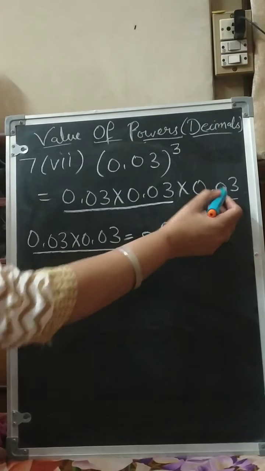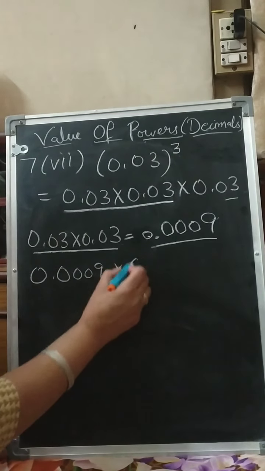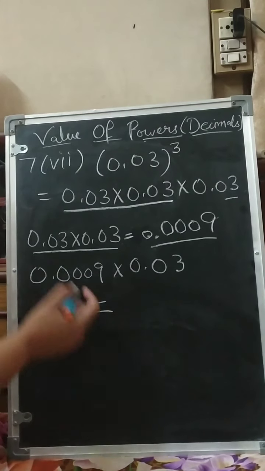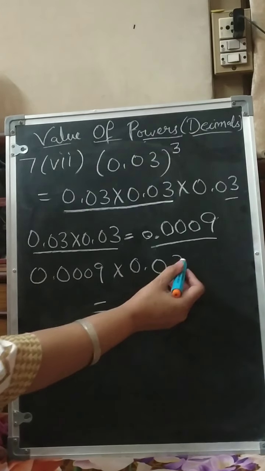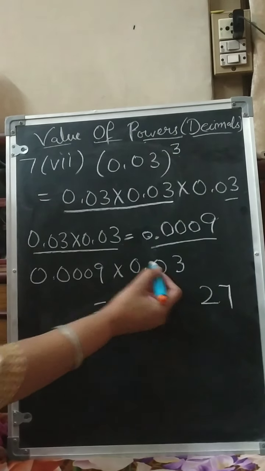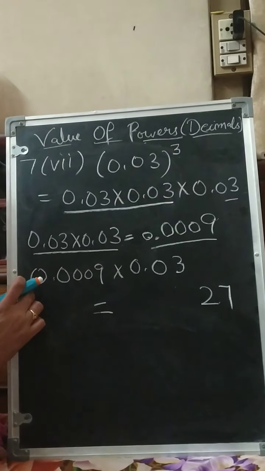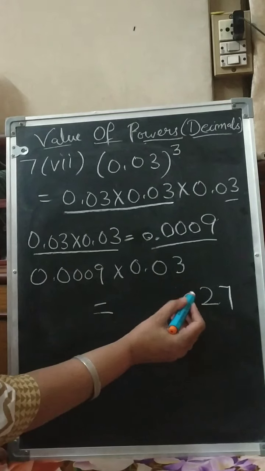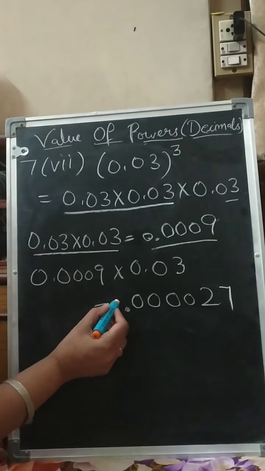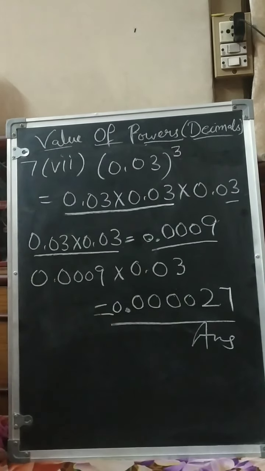Now this number is left. So again we will multiply 0.009 multiply 0.03. So what to do now? Again we can ignore the point. Simply 9 3s are 27. Total 6 digits after we want the decimal. So 1, 2, 3, 4, 5, 6. Here should be the decimal and starting 0 we will write ourselves and this is our final answer.